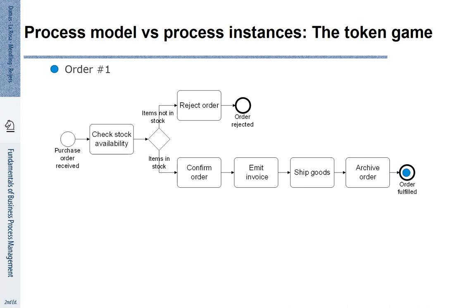This order is successfully fulfilled. Let's look at order number two. Here, the check at the gateway indicates that items are not in stock. As a result, the order is rejected.